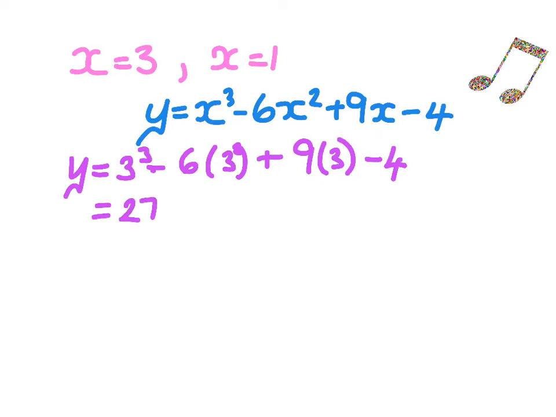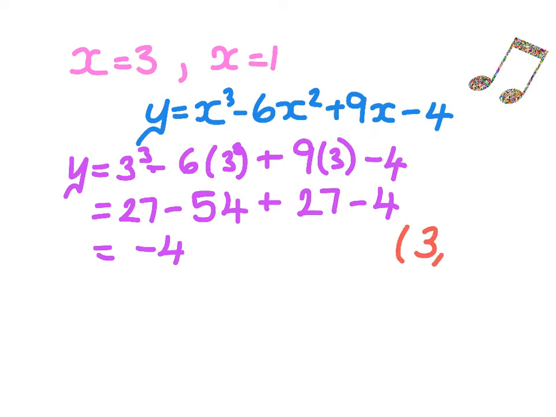Take away 6 times 9 is 54, plus 27, take away 4. 27 plus 27 is 54, take away 54 is nothing, minus 4 is negative 4. So my first set of coordinates, 3, negative 4.